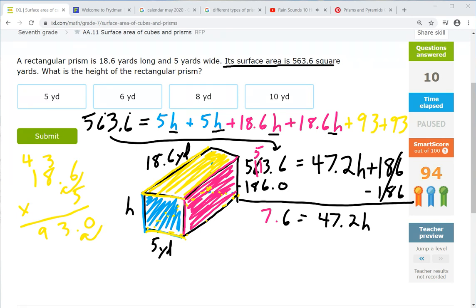Keep the decimal. 5 minus 8, we can't do that. We need to borrow from this 5, that becomes a 4. Put a 1 here. 15 minus 8 is 7. And 4 minus 1 is 3. So we get 377.6 equals 47.2h. Last step, divide both sides by 47.2.